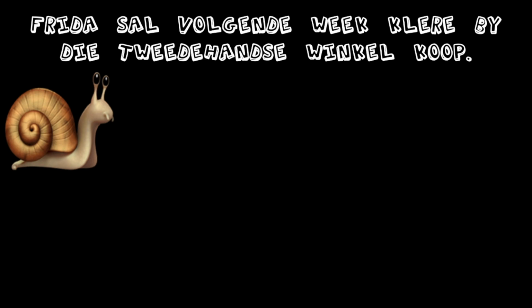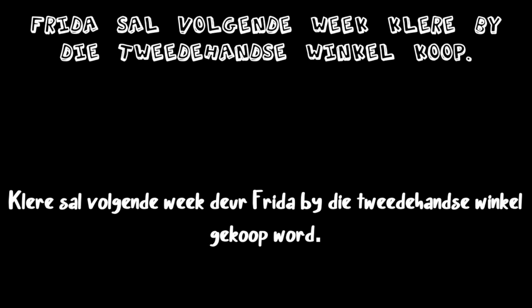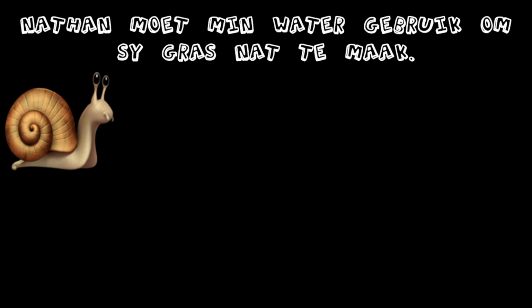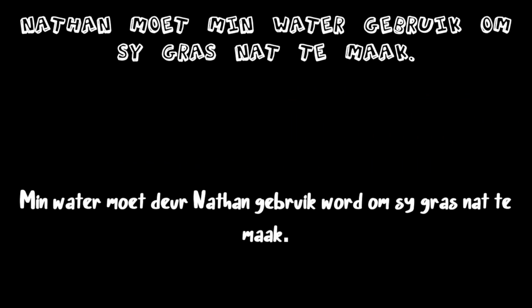So here's another one. Frida sal volgende week klere by die tweedehandse winkel koop. So klere sal volgende week deur Frida by die tweedehandse winkel gekoop word. And a last example. Nathan moet min water gebruik om sy gras nat te maak. Min water moet deur Nathan gebruik word om sy gras nat te maak.